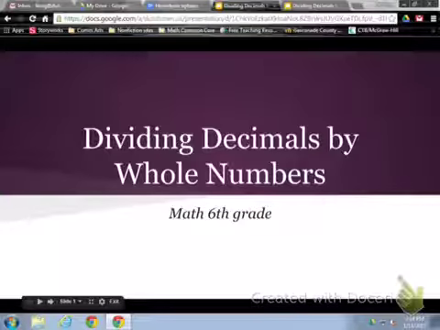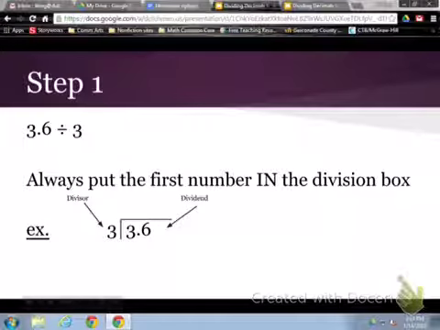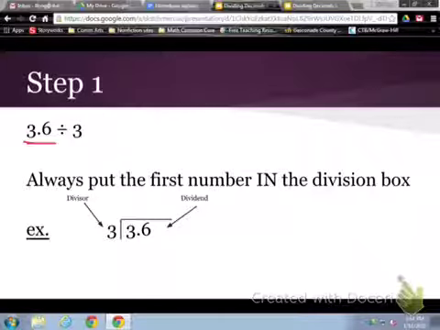Dividing decimals by whole numbers is our lesson for today. So, the first step when we are dividing decimals by whole numbers is you always put the first number in the division box. So in this case, 3 6/10 goes inside the box. It is your dividend. The second number goes outside the box. That is the number you're going to be dividing by.